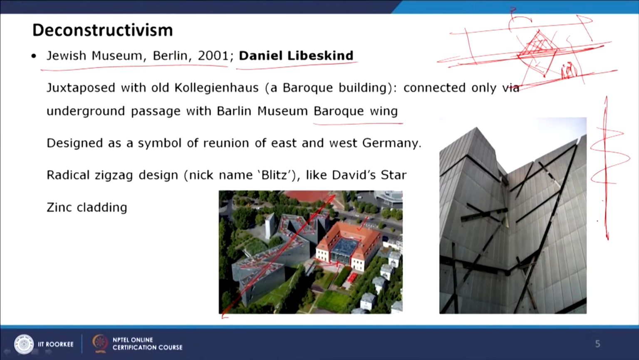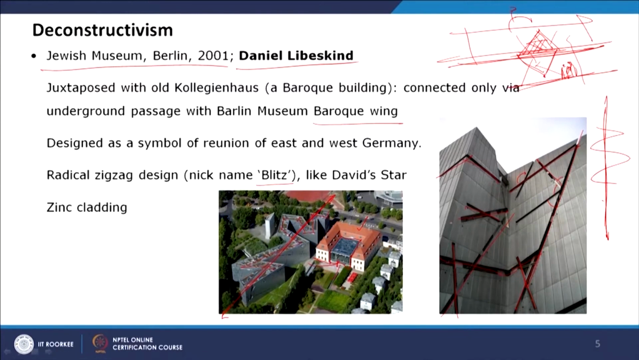And so this radical zigzag design, whose local nickname is Blitz, like the Star of David, is a deconstructive building. You can see the fenestrations have a totally different inclination, and there are a lot of angular lines, and this fenestration does not have any visual or sequential link with the other lines. That's why it creates a very complex design form, and that is the visual style of this building.